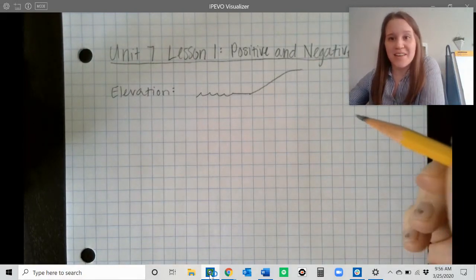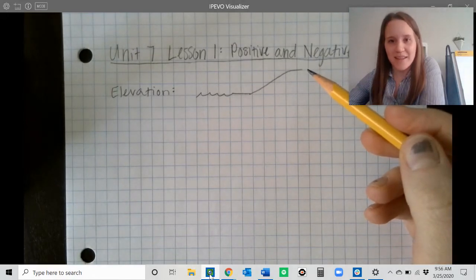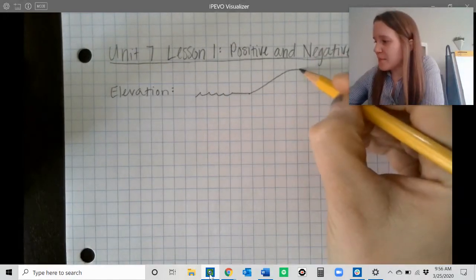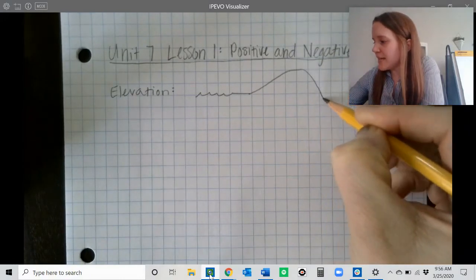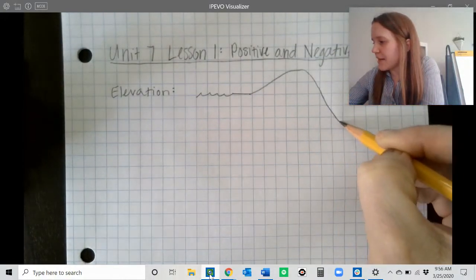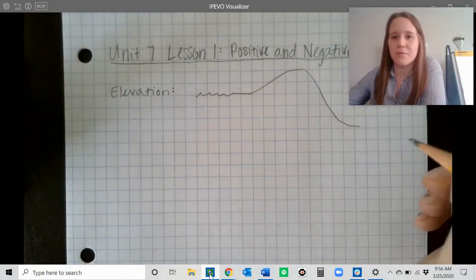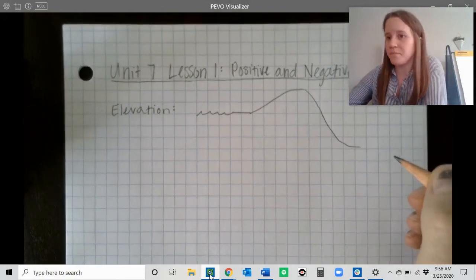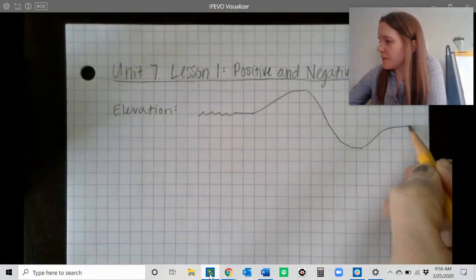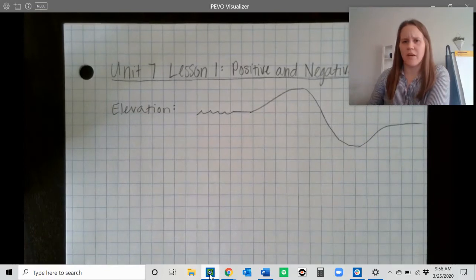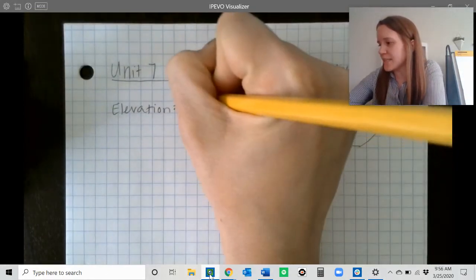Maybe you can already infer this is going to be a positive elevation. But then maybe that elevation dips back down and even goes below the original sea level in some kind of valley here. And then maybe it comes back up, and I'm just going to draw it off the page. Okay, so here is 0. We call that sea level.